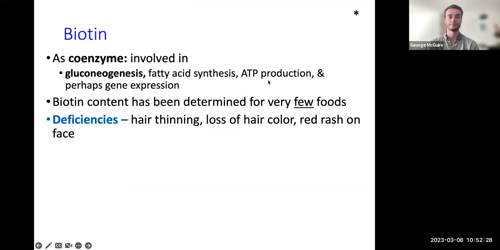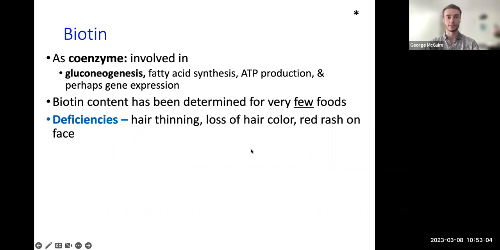All right, so biotin is a coenzyme involved in a few different processes. So gluconeogenesis, which was the production of new glucose from fats and proteins, right? The production of fats themselves, the production of ATP, and there's some research to suggest that it plays a role in the expression of our genes as well. So using our DNA information to produce proteins, determining which genes are going to be expressed and in what form. Okay? Biotin content has been determined from very few foods.